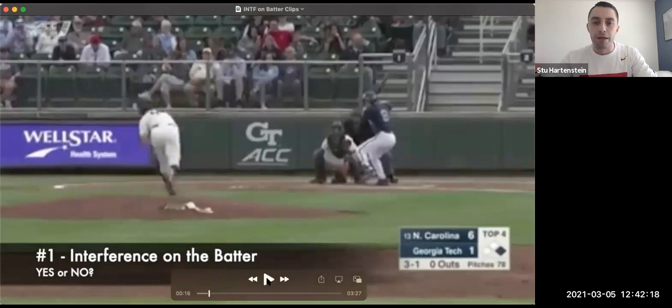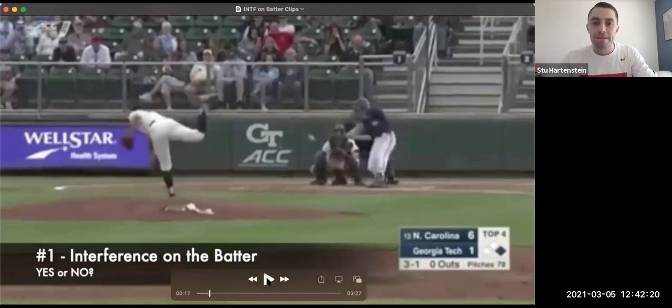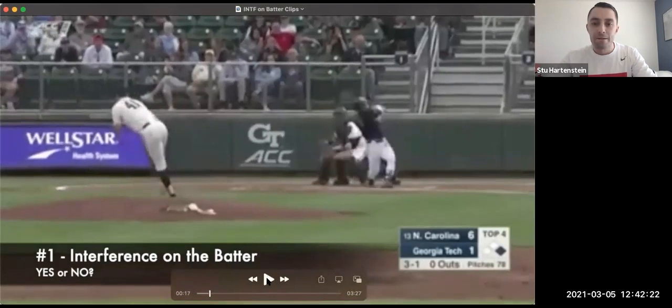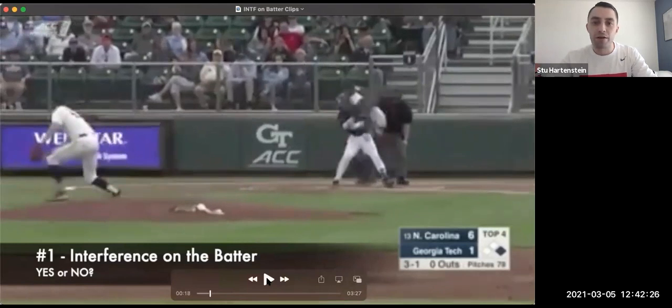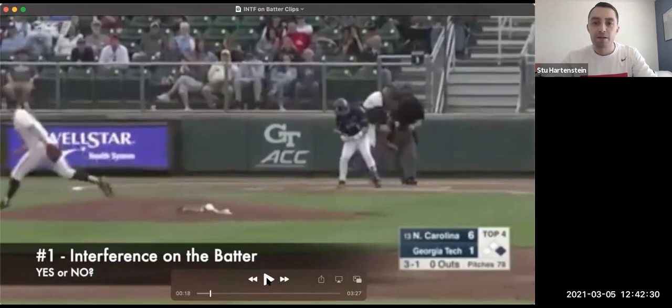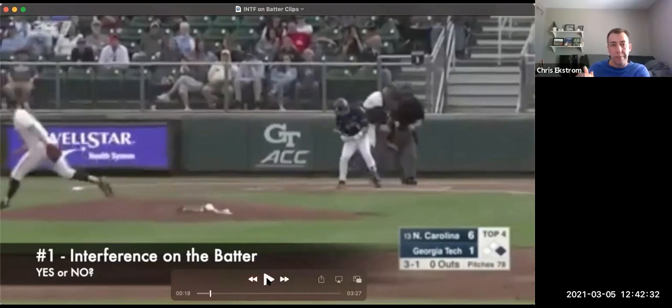All right, what do we think here? Interference, yes or no? Yes. Why do we have interference on this one? What criteria from the rule book do we have to enforce interference here? That batter impedes the throw of the catcher.